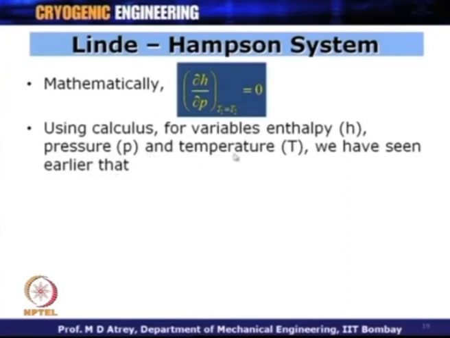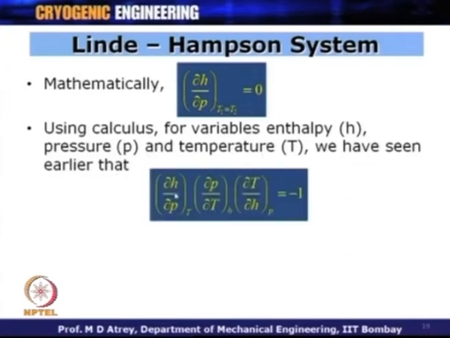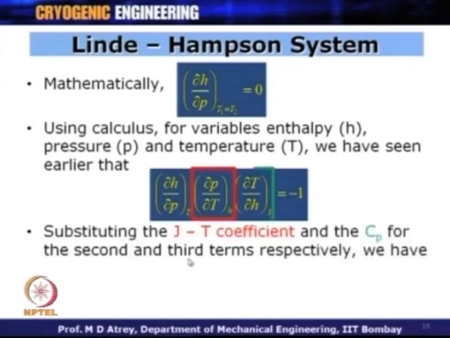Using calculus with H, P and T, we have seen earlier that del H by del P at constant temperature, into del P by del T at constant enthalpy, into del T by del H at constant pressure, is equal to -1. What is this? Del T by del P is nothing but 1 upon mu JT, and del T by del H is nothing but 1 upon CP. If I take these terms to this side, del H by del P is equal to 0. It means that mu JT into CP is equal to 0.